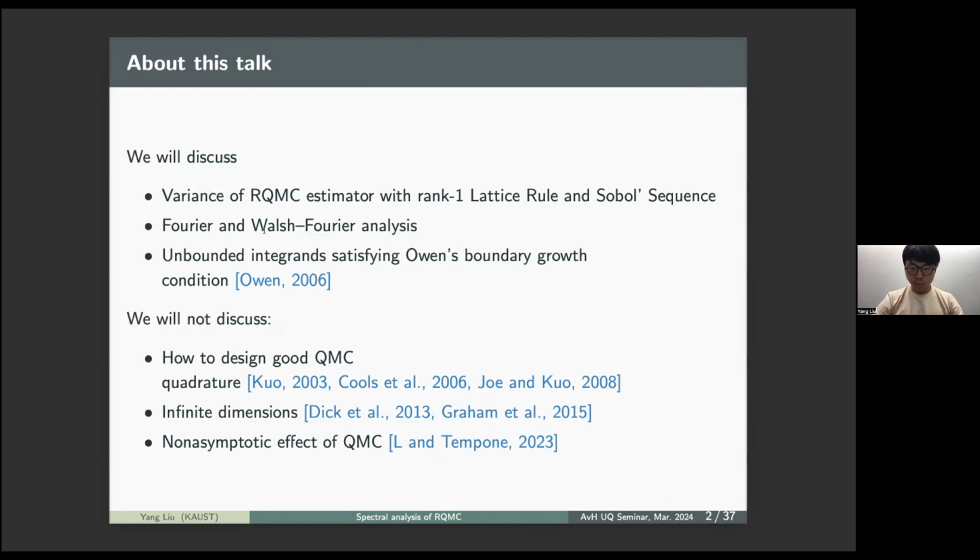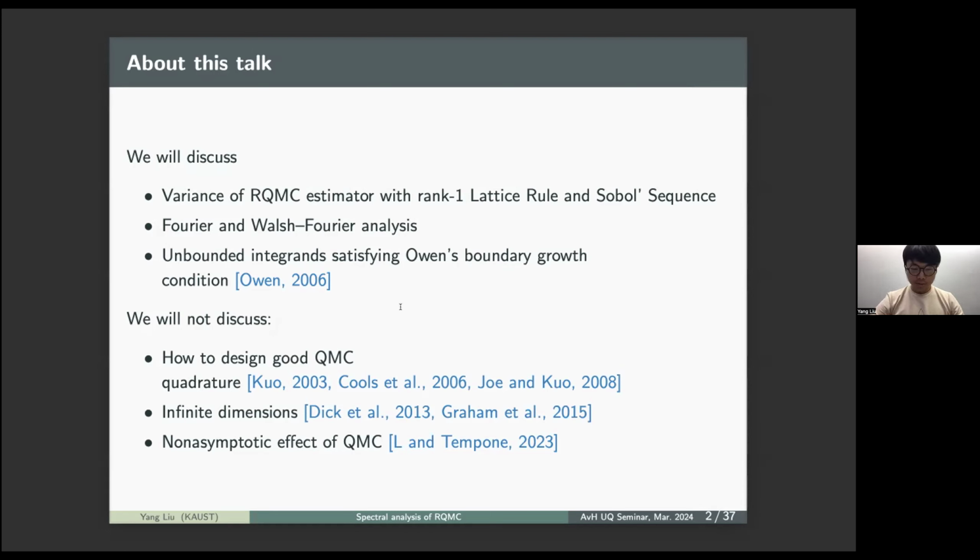Well, the Walsh-Fourier basis is equivalent to the Haar wavelet basis. And the subject that we'll study are the unbounded integrands satisfying Owen's boundary growth condition.